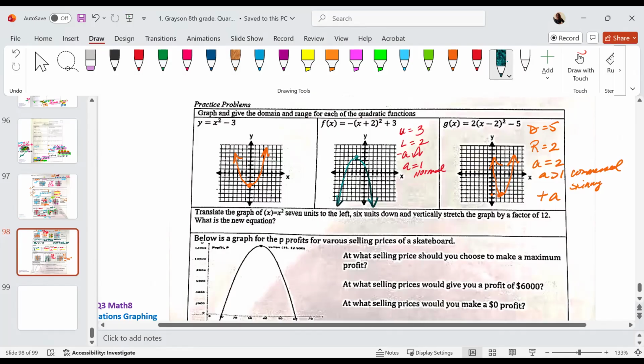Okay. Translate graph. So now you're doing the opposite. What they're doing is they're giving you 7 to the left, correct? 6 down. Vertical stretch by a factor of 12. Why do you move left 2? Because remember, this is an x minus h inside, right?